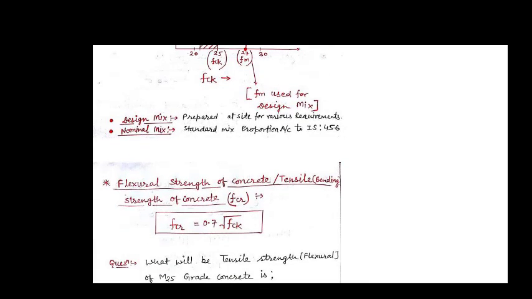So a design mix is prepared at site, and a nominal mix follows standard mix proportions according to IS 456. Okay, so till M30 the grades are nominal mix, and if we are making concrete above M30 you have to do a design mix according to the site condition and IS code.